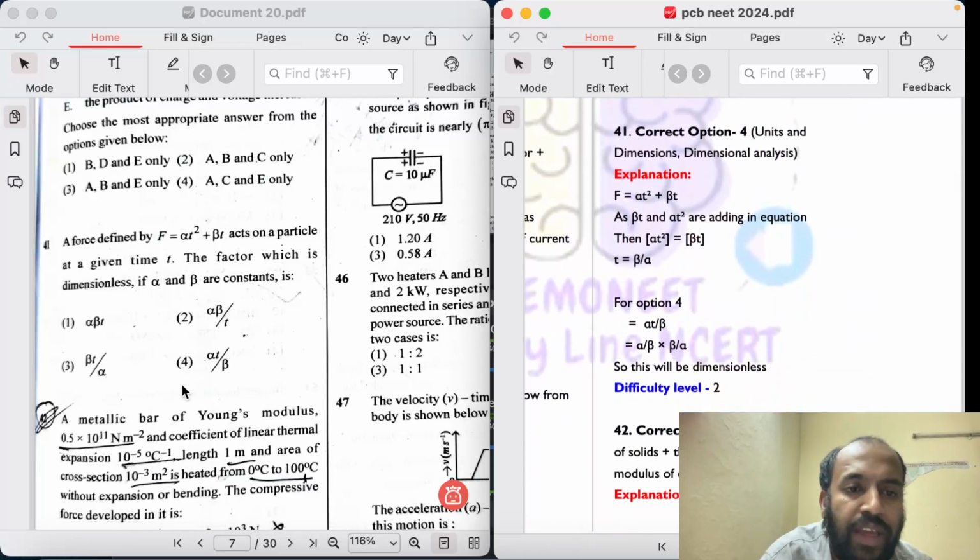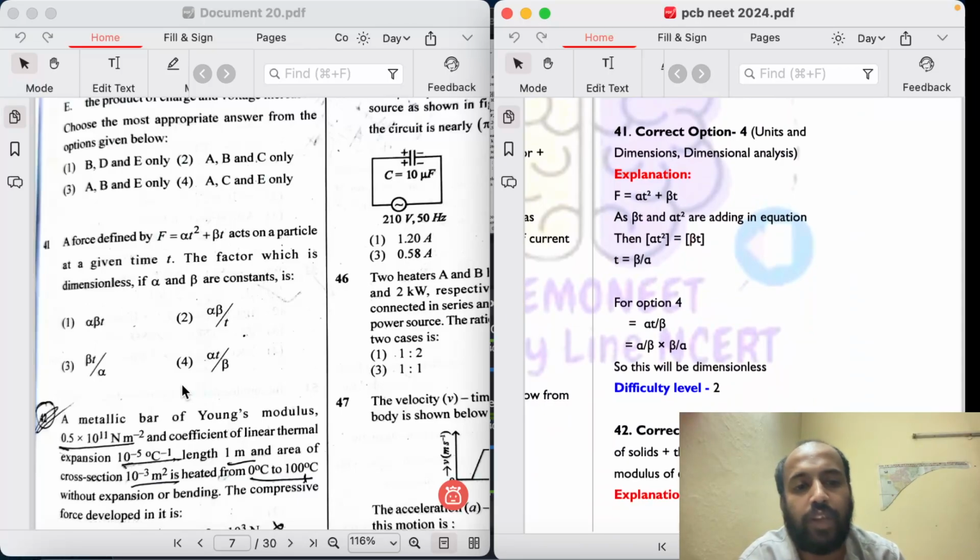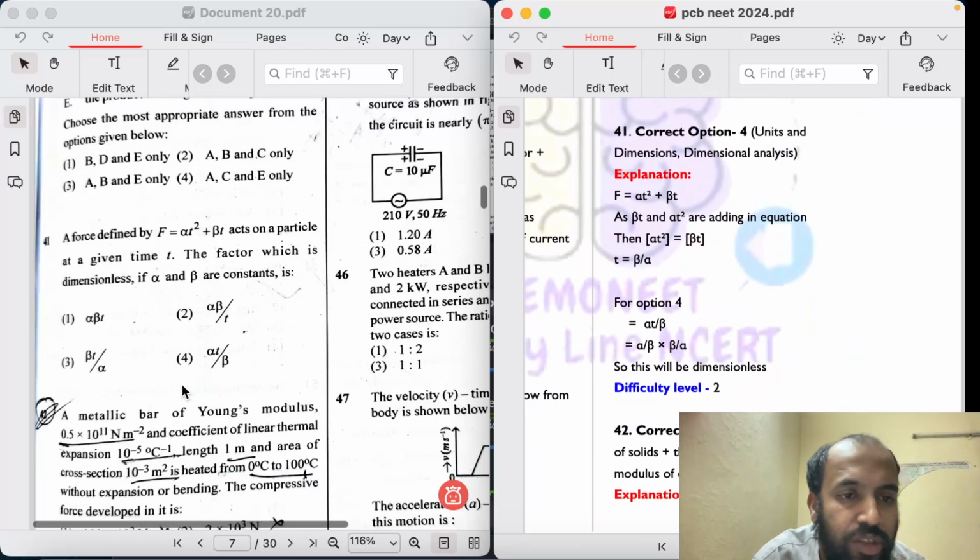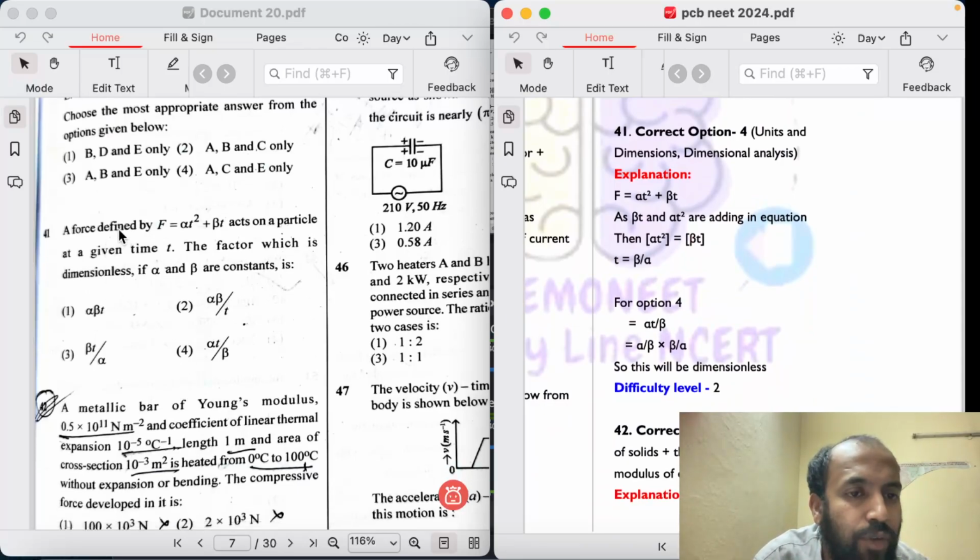Question number 41, again from units and dimension. Till now we have encountered two questions from this unit. The first one. Now we have got a force defined by F is equal to alpha t square plus beta t, which acts on a particle at a given time. The factor which is dimensionless if alpha and beta are constant is.